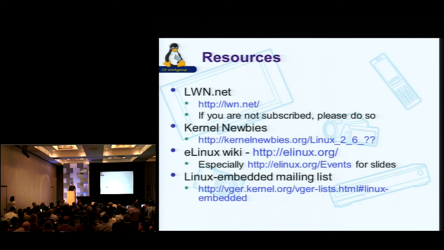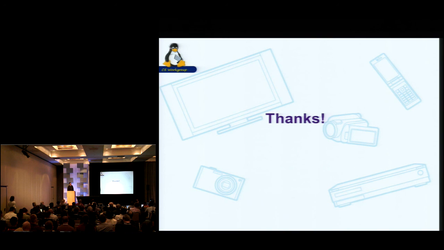Resources: where do I get my information from? LWN.net. I'm just a shameless rip-off artist when it comes to LWN.net. If you're not subscribed, you should be. A lot of the information about kernel releases comes from Kernel Newbies. Someone is doing a really great job there keeping information up to date. Then there's the eLinux Wiki and the embedded Linux mailing list, which is a little bit quiet these days, but we should use that more often. Anyway, that's the status as I see it, so thanks for your time.